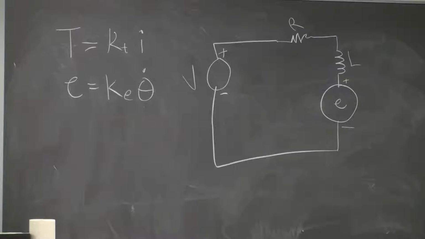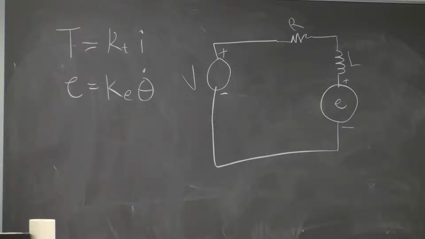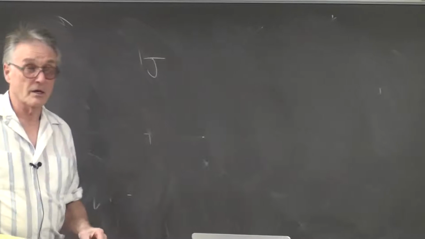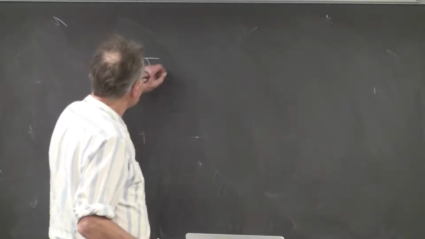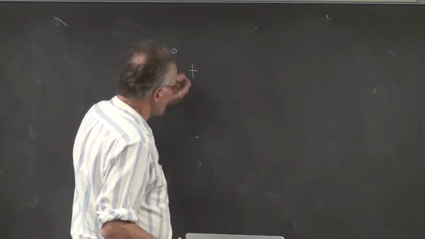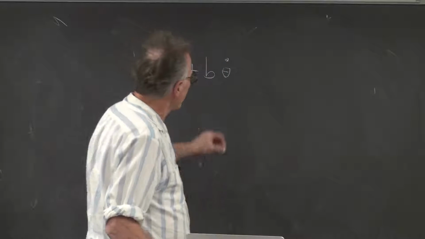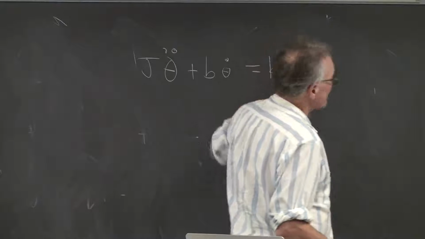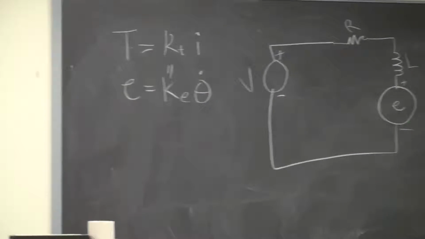And what we're going to do then is to rewrite this in a form that's more easily solvable. So we'll write F equals ma, or actually torque equals moment of inertia times the angular acceleration, as J theta double dot plus a dissipation term. This corresponds to friction, B theta dot. And that's going to be equal to some K times I. And it turns out these K's have approximately the same value. So we're just going to call it K.